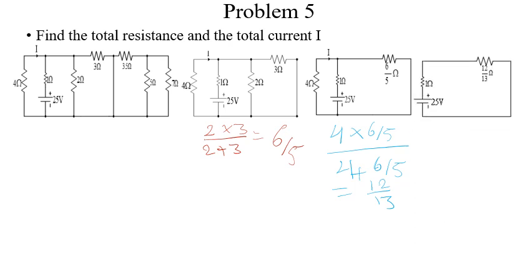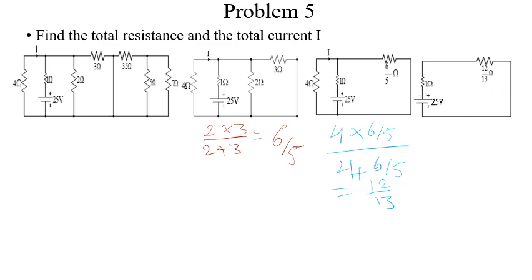So our new circuit now becomes this 1 ohm, in series with this 12 over 13 we just found. So meaning if current starts to flow from here, the same amount of current will flow through all the resistors in the circuit.